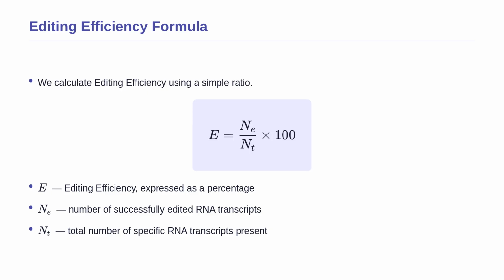N subscript E is the number of RNA transcripts in our sample that have been successfully altered by the cellular enzymes. N subscript T represents the entire pool of that specific RNA transcript present in the sample, including both the edited and the unedited versions. Physically, if the number of edited transcripts increases while the total pool remains the same, the overall efficiency E will increase.